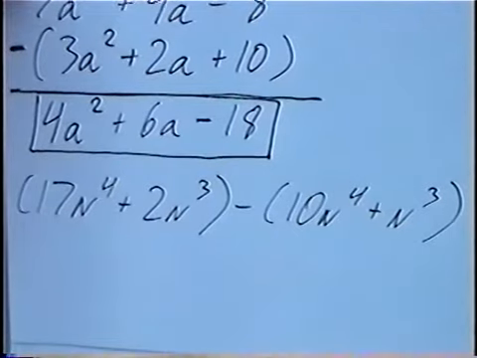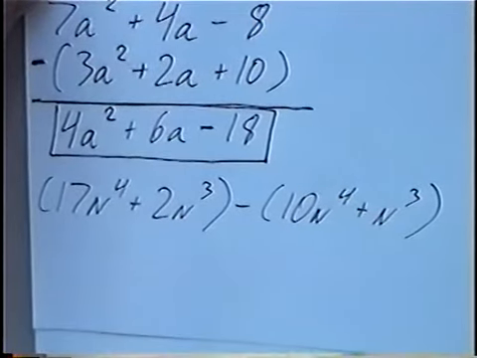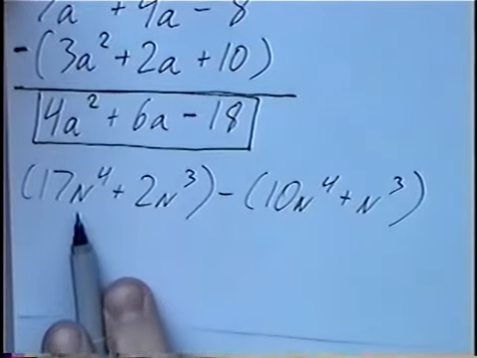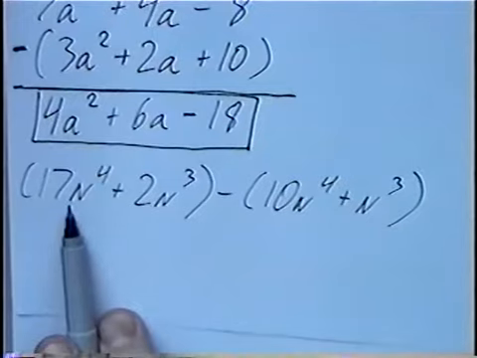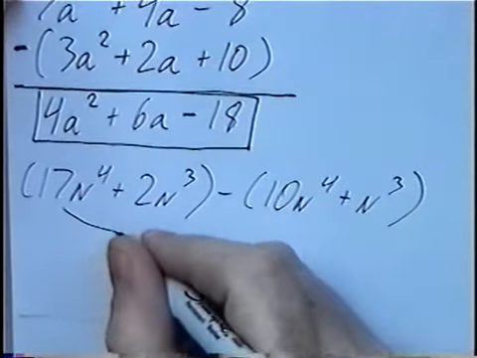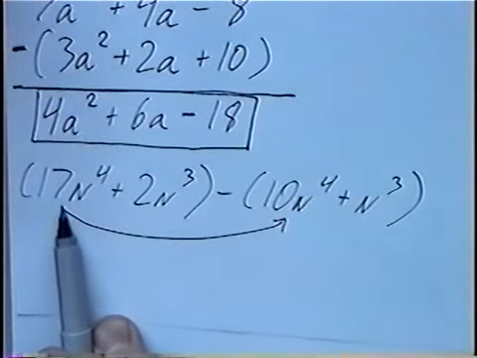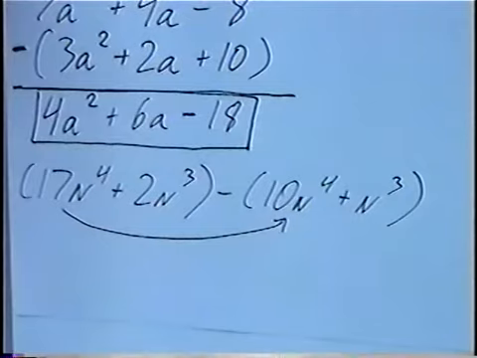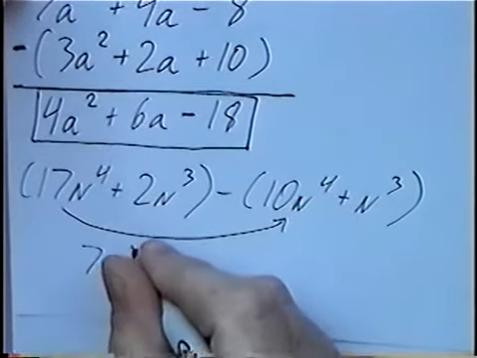Like before, when we have two parentheses side by side, we can still subtract, and this would be the horizontal subtraction. We'll subtract the common terms from each parentheses. So we have 17n to the 4th minus the next n to the 4th, which is 10n to the 4th. So 17n to the 4th minus 10n to the 4th would be 7n to the 4th.